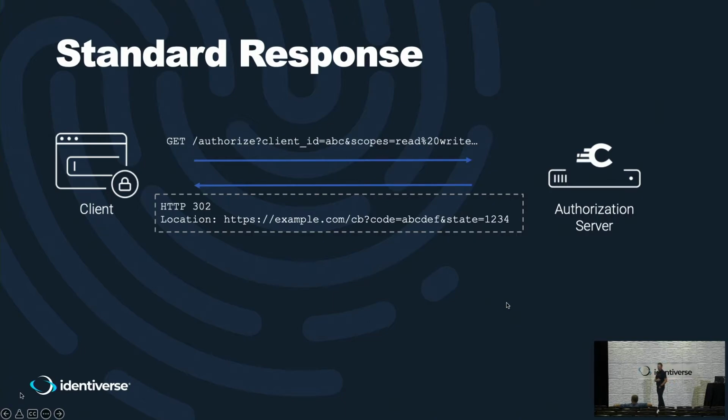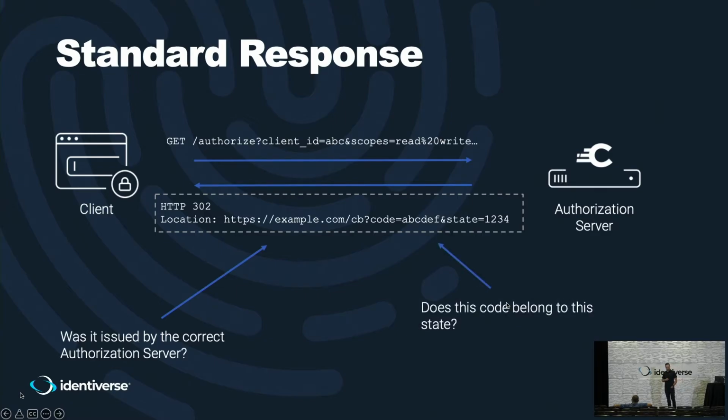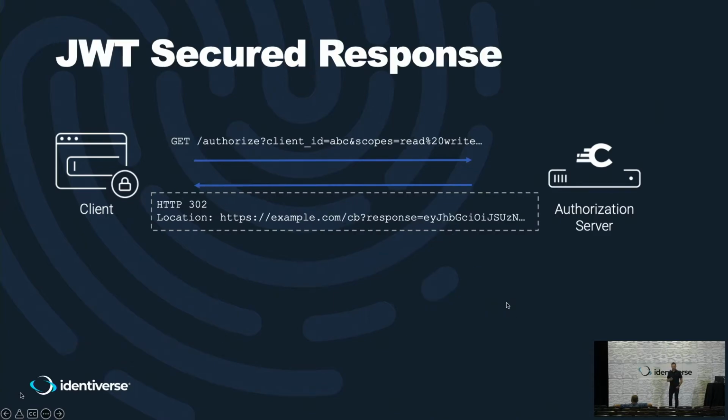So in a standard response, we get the code, potentially a state, but there are no ways here to ensure that this was issued by the correct authorization server, for example. The authorization server could have been compromised, or you're actually talking to an attacker's authorization server that handles the token exchange and everything on the back end. Also, does this code belong to the same state that could have been tampered with, for example?